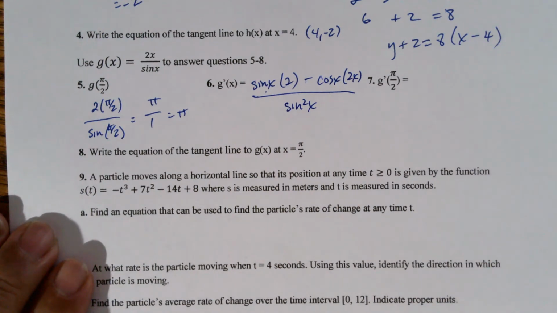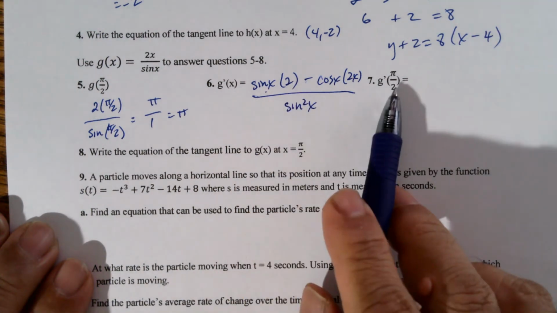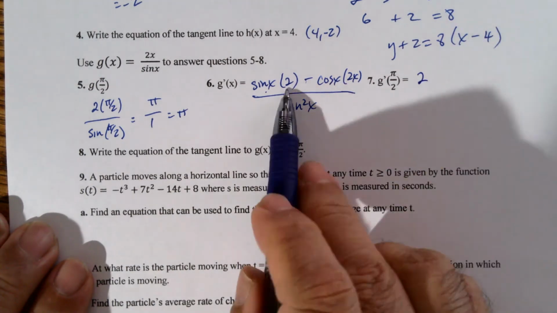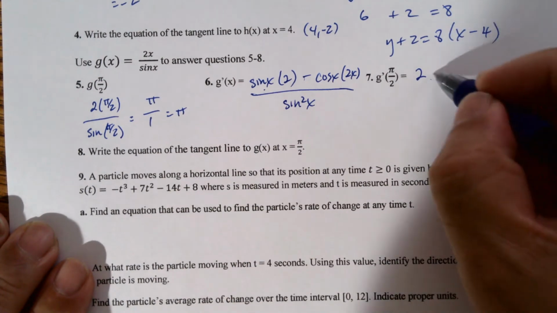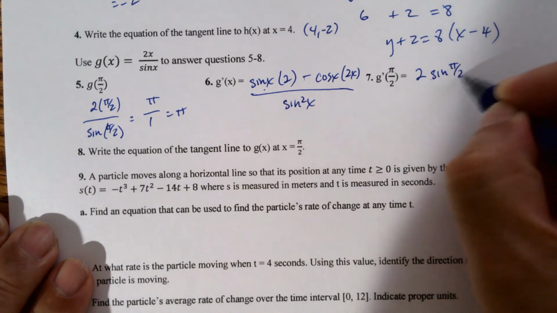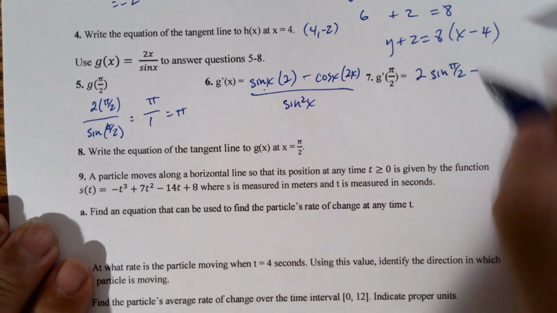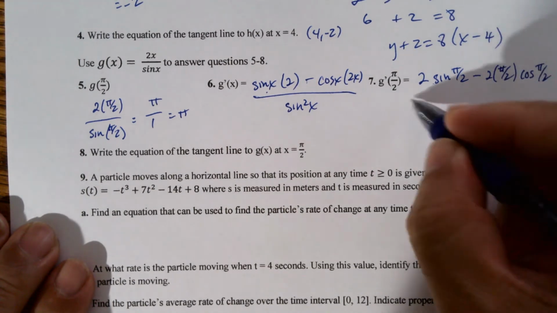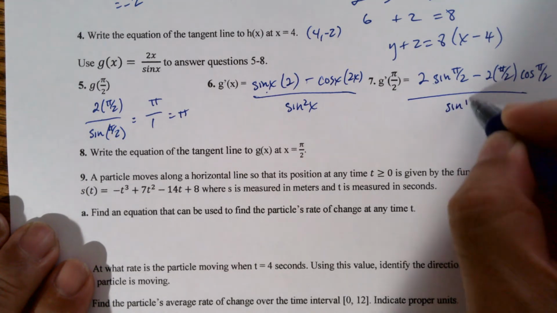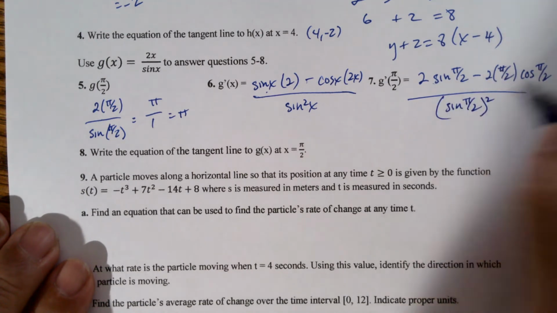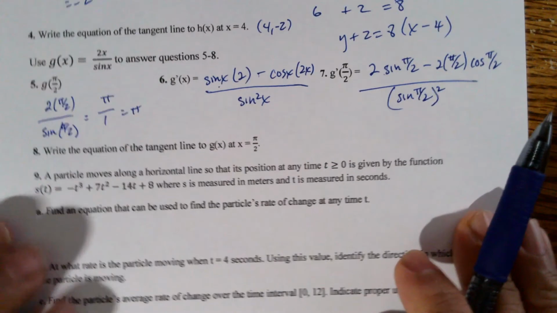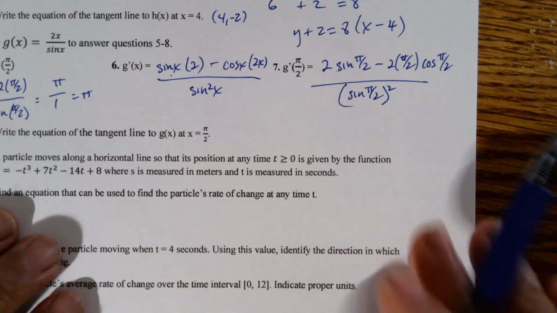We're going to plug in pi over 2 into that. So I'm going to put the 2 in the front, and it's sine of pi over 2 minus, put the 2x in the front. So it's 2 times pi over 2 and cosine of pi over 2 all over sine of pi over 2 squared. So remember, if it's a square there, it's the same as squaring it like that. Okay? All right, moving on.